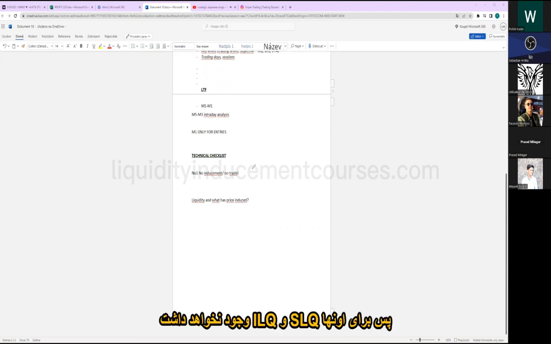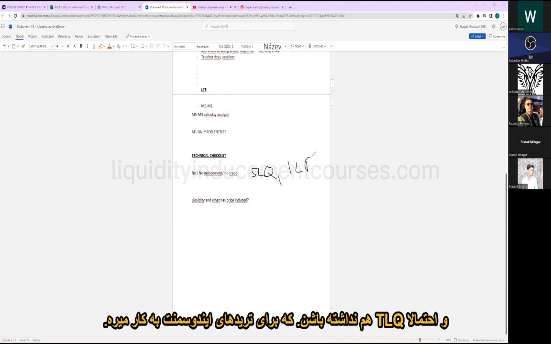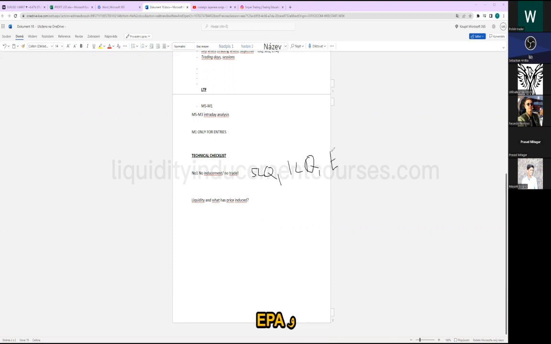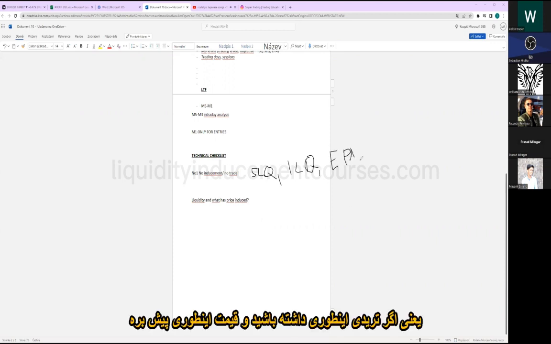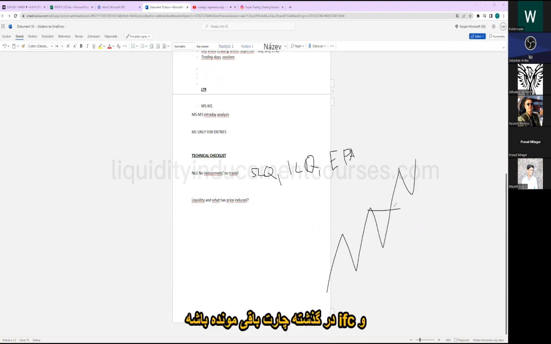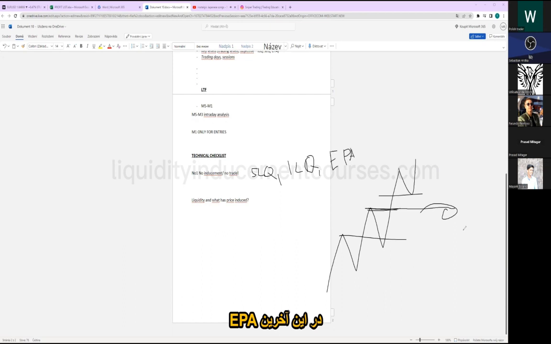So for them, it would be no SLQ, ILQ, maybe TLQ, but TLQ isn't used for inducement trades, and EPA, right? Meaning if you have a trade like this, the price does this, and there's inefficiency left, then they want to position themselves into trades here in this EPA. This was the last EPA. This was IPA.